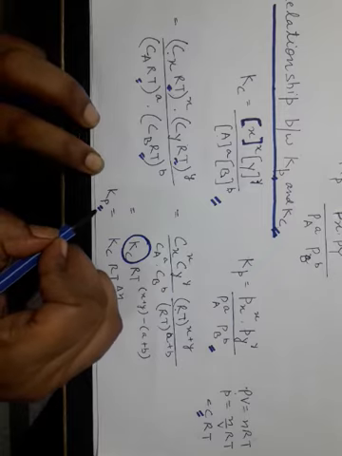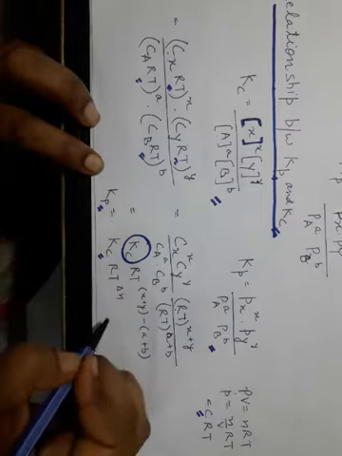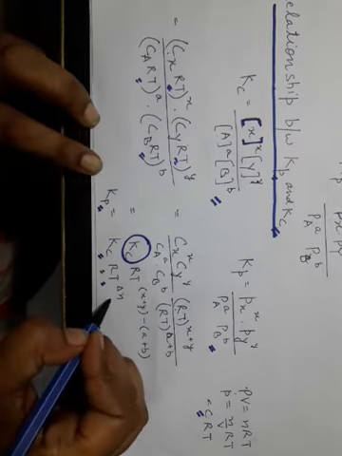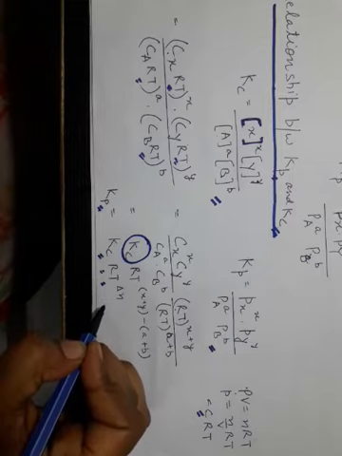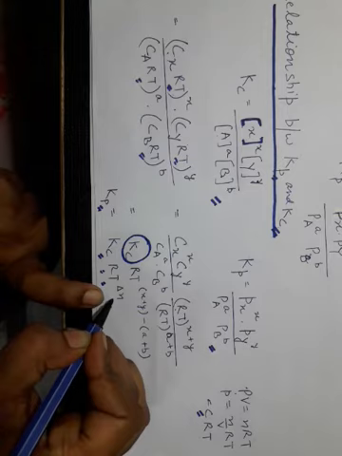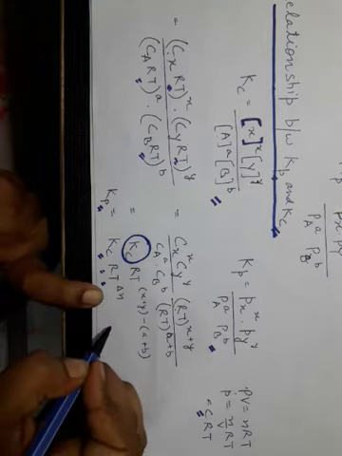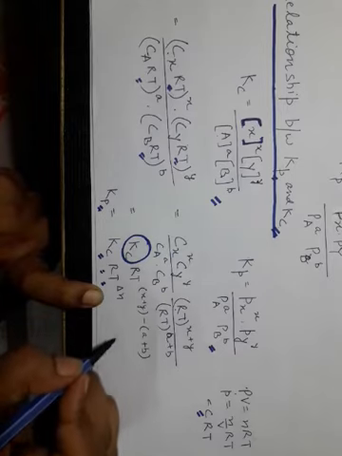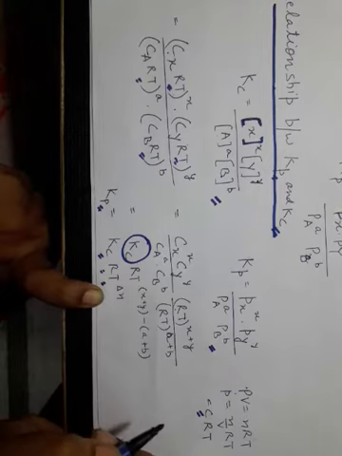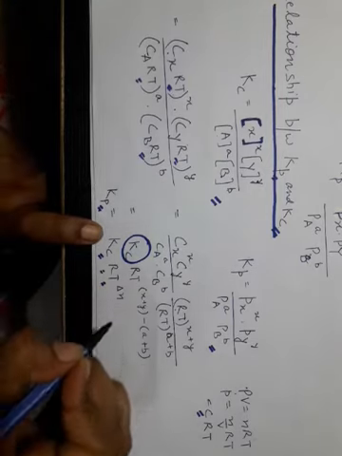where Kp is the equilibrium constant at pressure, Kc is the equilibrium constant at given concentration, R is the gas constant, T is the temperature, and delta n is the change in number of moles. That means the number of moles of products minus the number of moles of reactants, x plus y minus a plus b. That means we have to substitute their values and find out the value of delta n and place it here.